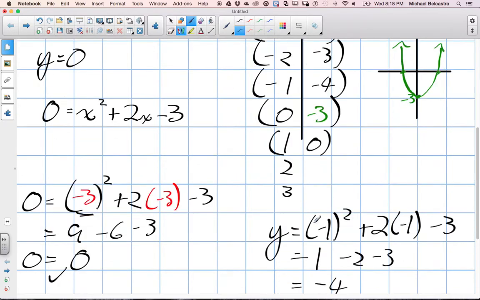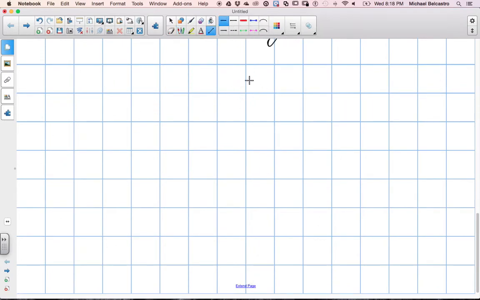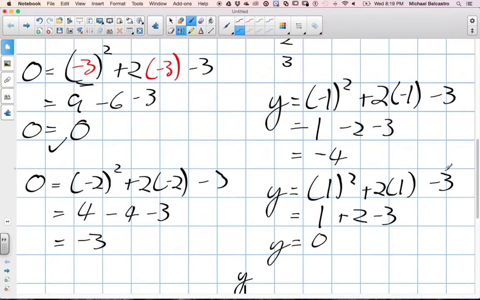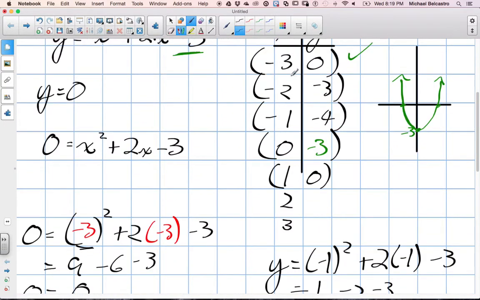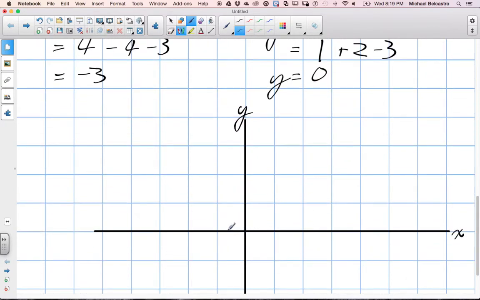I'll make a better scaled graph down here. We'll create our little graph. There's our y and our x. So, our coordinates. At -3, we're at 0, and at +1, we're at 0. So we got those two values. We'll say this is -1, -2, -3. So we're at 0 at -3, and at +1, we're at 0.